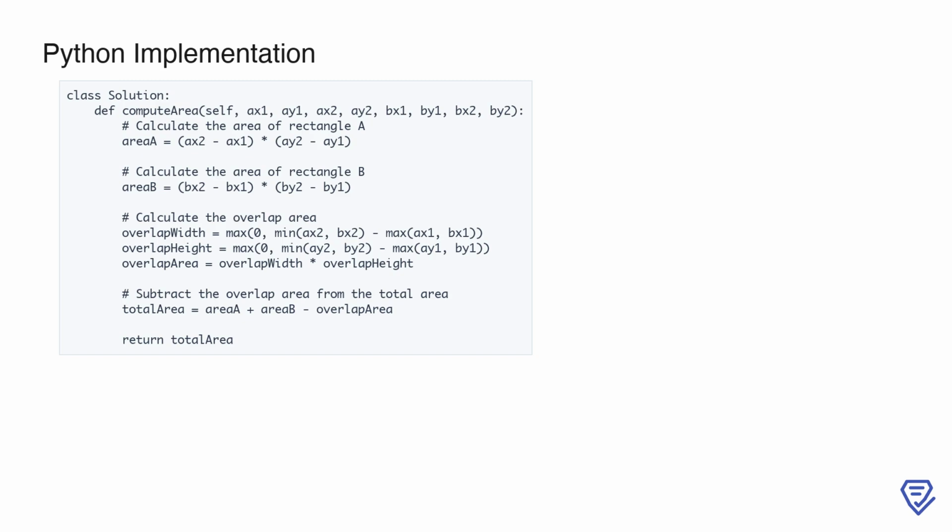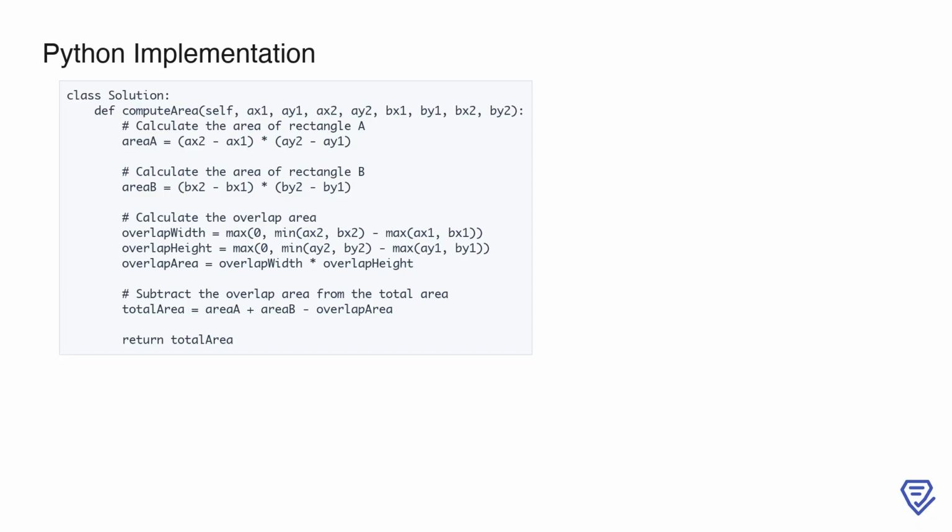The overlap area is then calculated as overlap width times overlap height. To avoid double counting the overlapping region, this area is subtracted from the sum of the individual areas of the rectangles. The final result, stored in total area, represents the combined area covered by both rectangles.